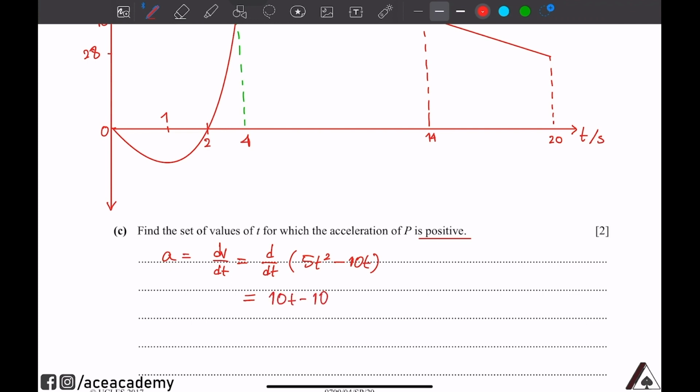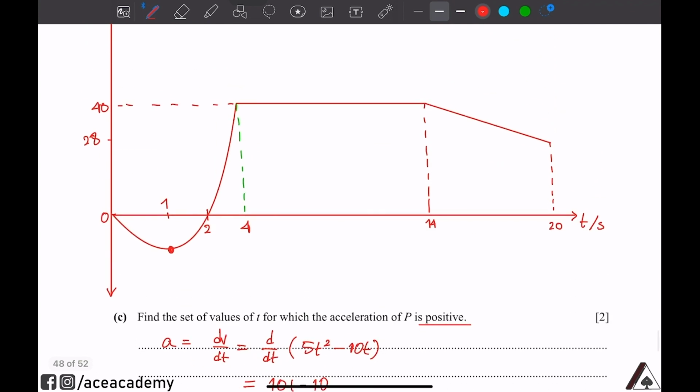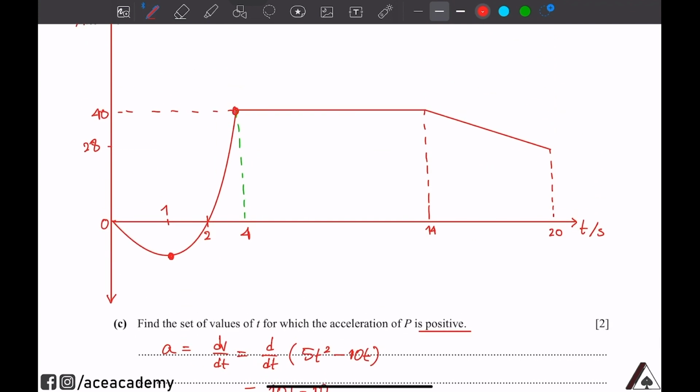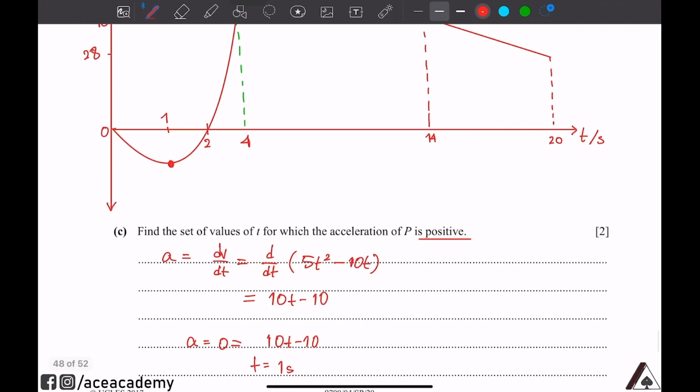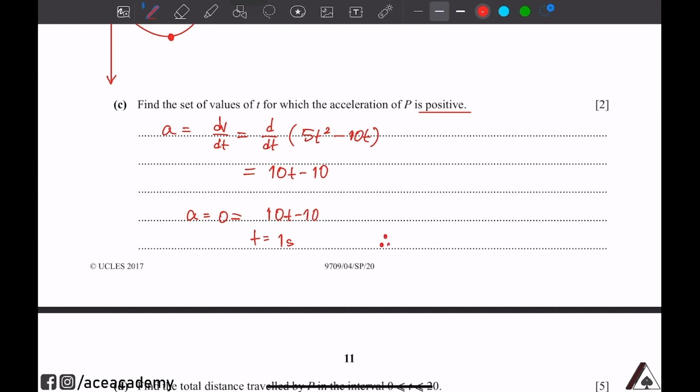And so the acceleration starts being positive after reaching 0, which is here. So if we set the acceleration equal to 0, which is 10t minus 10, we have t equals 1, just reconfirming our hypothesis that this is where the acceleration starts being positive. And it ends at this point, which is t equals 4 seconds. So our answer is t is more than 1 second, but it is also less than 4 seconds.